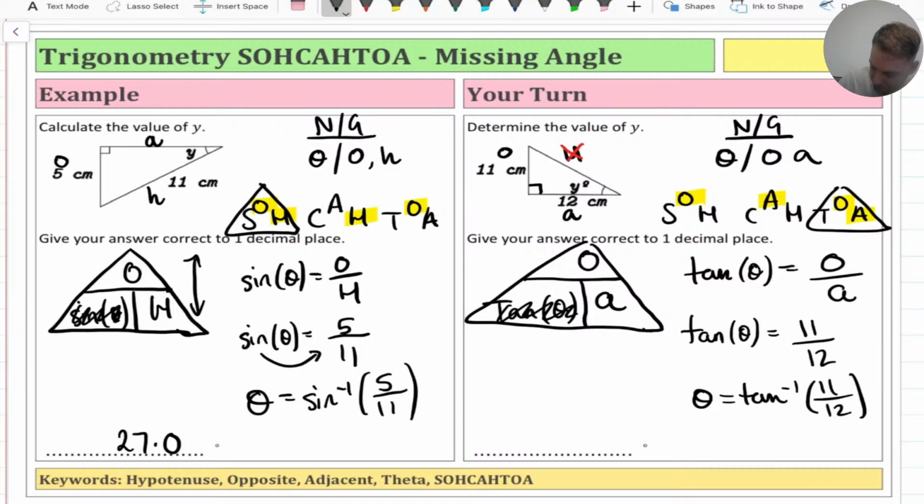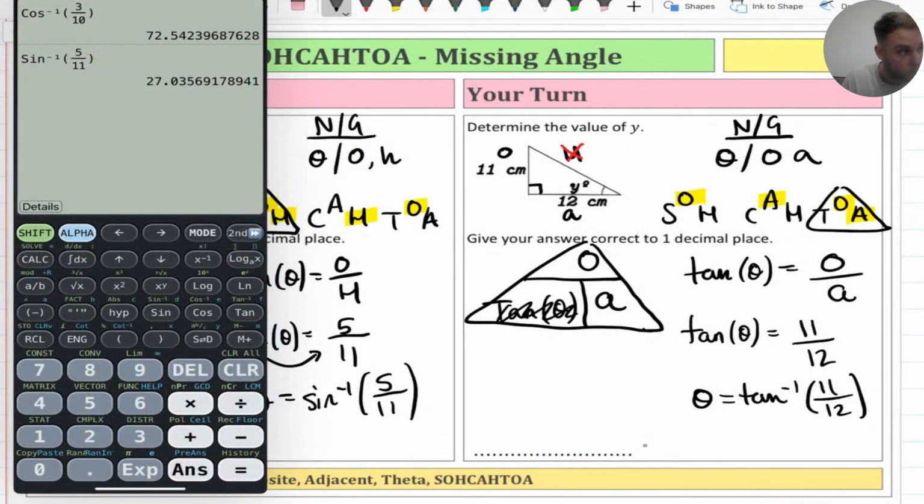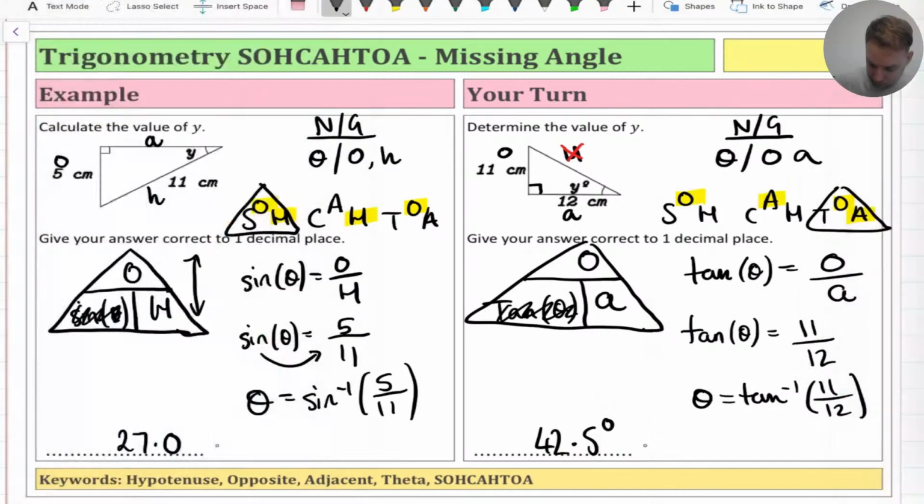So to type it into my calculator, it's going to be shift tan to the minus 1 of the fraction, which is 11 over 12 there, like so. Which gives me 42.51, but to one decimal place, that is equal to 42.5 degrees. Brilliant. So I know that we've done quite a lot of these.